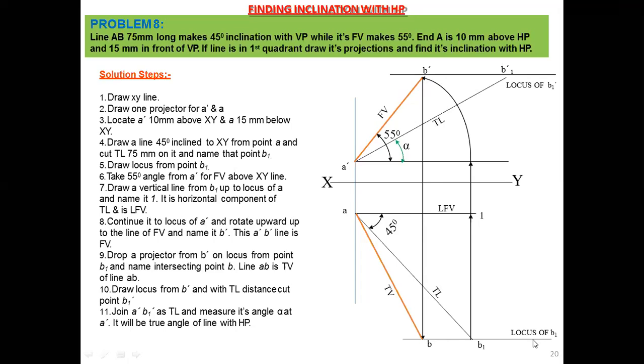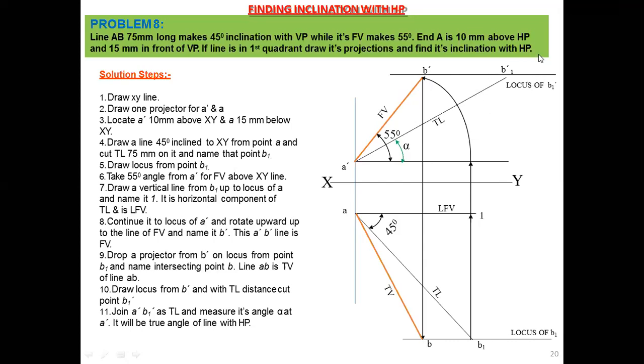You already got the locus of B. So when this line meets here, then join, that is your B. Join A and B. That is your true top view. Agree? Yes, sir. Okay. Now we need to find out this one.